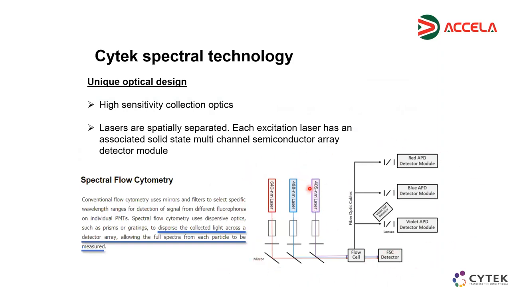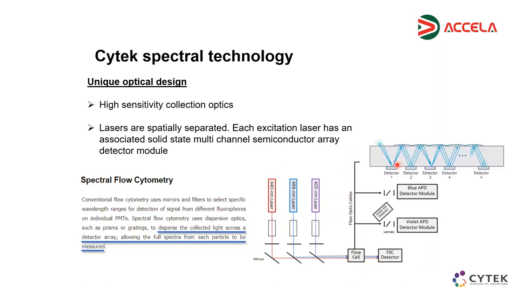The lasers are spatially separated. Up to the interrogation point, it looks quite similar to conventional flow, but the innovative part comes at the emission point, when the light is multiplexed into the fiber optic and demultiplexed into the detector module. Each of these boxes which you see here, a detector module, is composed of several avalanche photodiodes. So basically this is the concept of this technology.